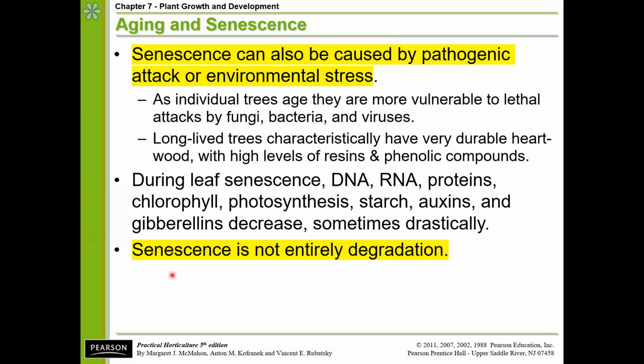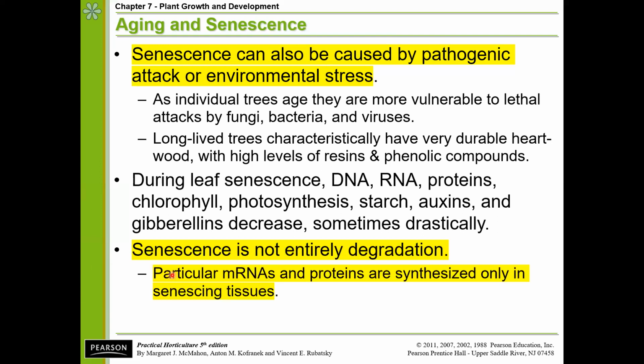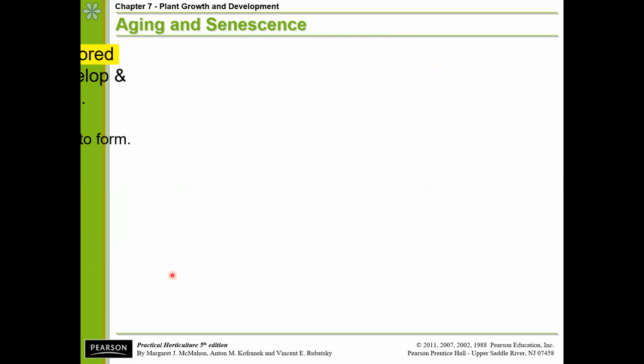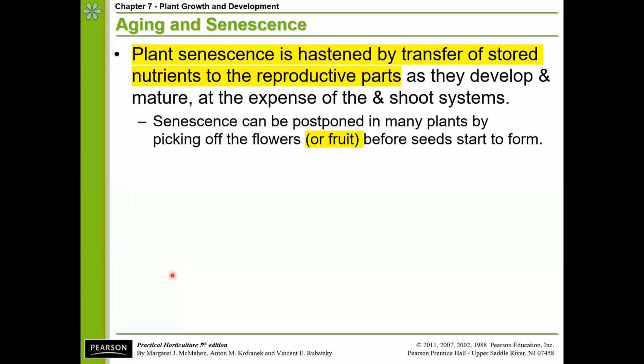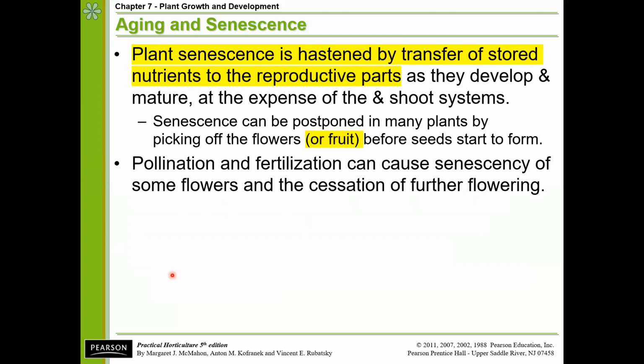It's also important to note that senescence is not just the degradation of the plant. There are some things that can be good. So some particular message RNAs and proteins are synthesized only in senescing tissues. So sometimes we want to get the plant into senescence so it produces a certain chemical or a certain product. We can hasten senescence by transferring stored nutrients to the reproductive parts of the plant. And there's several things that we can do to kind of initiate that.